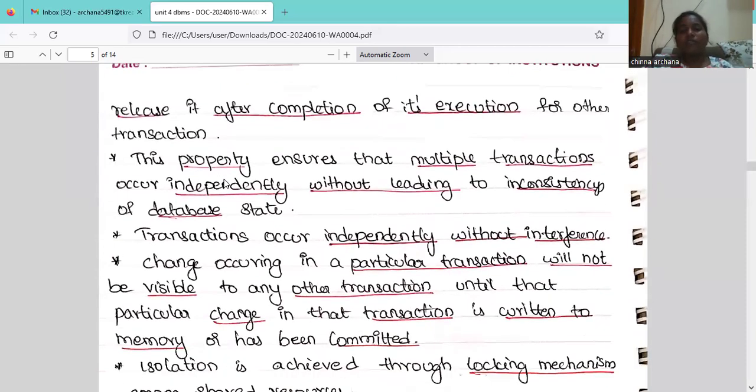So transactions occur independently without interference. That means no two or more transactions will interleave with each other. All the transactions are independent of each other.